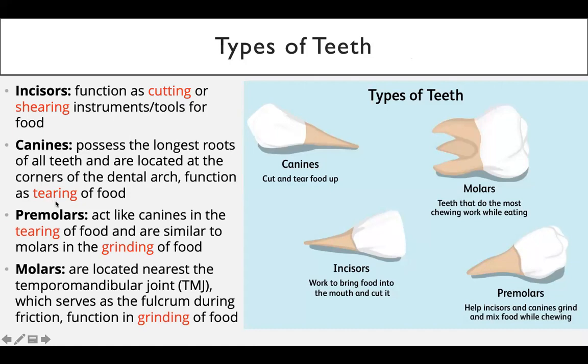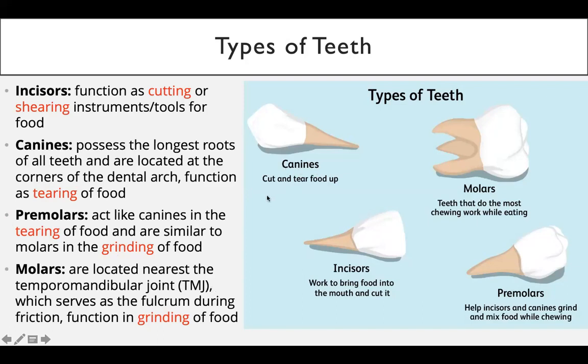So incisors, canines, premolars, and molars. Incisors function as cutting or shearing. Canines are for the tearing of food, and they are at the corners of the dental arch. Then there were premolars and molars. Premolars had a dual function, tearing like canines and grinding like molars. And then molars were only for grinding, and they are nearest to the TMJ, the temporomandibular joint.